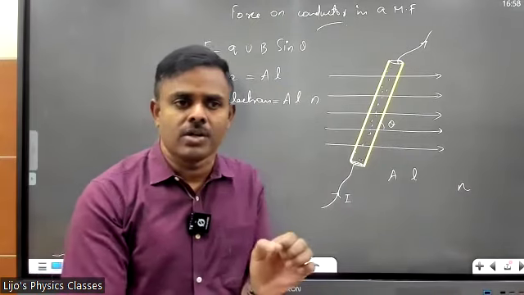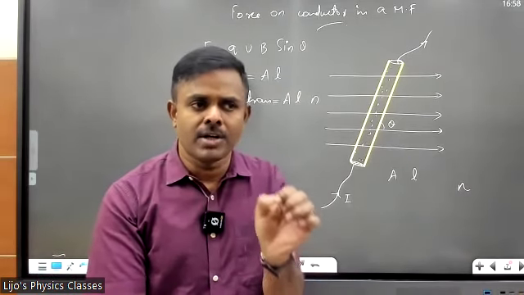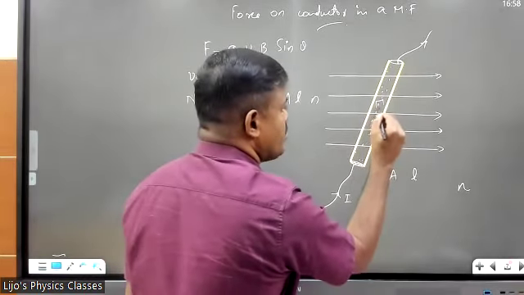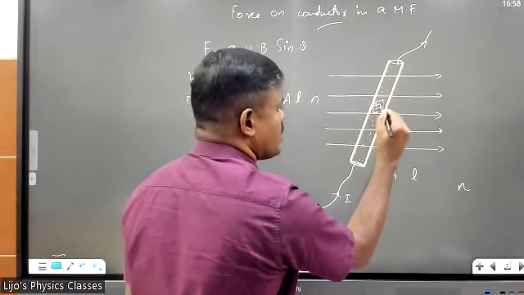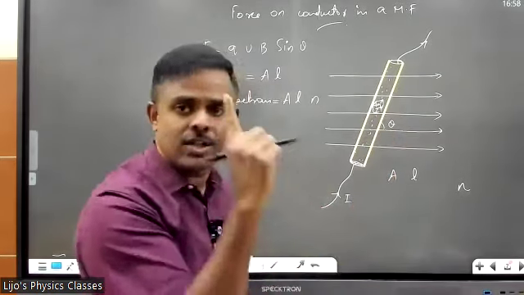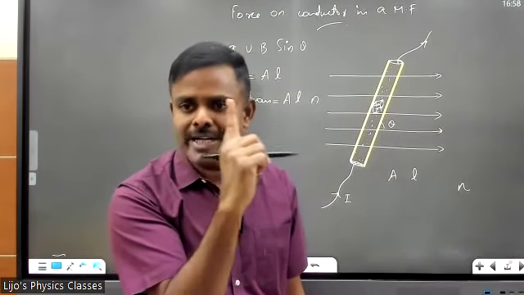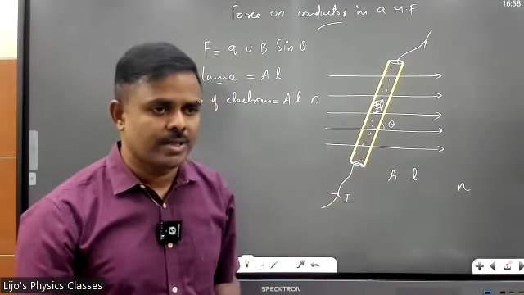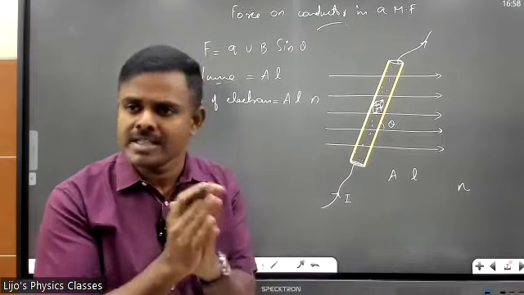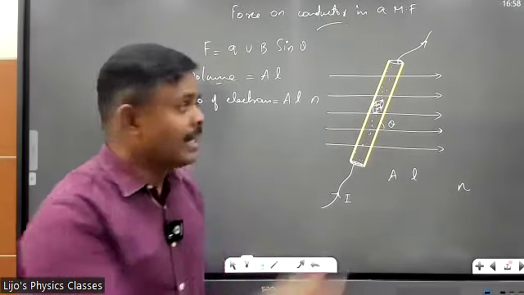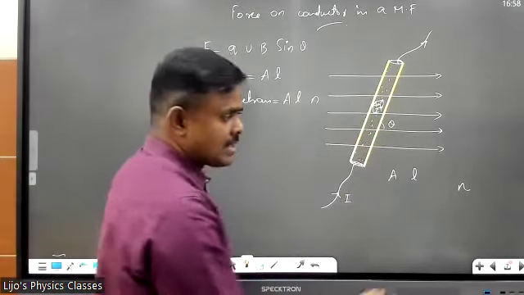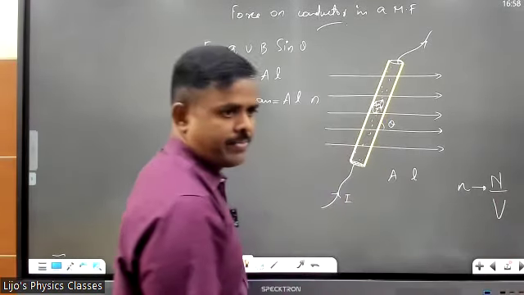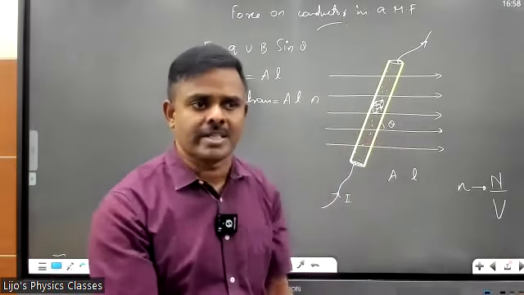Number of electrons per unit volume. That is, if I consider a unit cube inside, unit cube means what? A cube having a length of 1 centimeter, breadth of 1 centimeter, height of 1 centimeter. It is called a unit cube. It has a volume of 1 centimeter cube. Got it? The number of electrons inside it is called number density, the number of electrons per unit volume. Got it? It is fixed for a given metal.